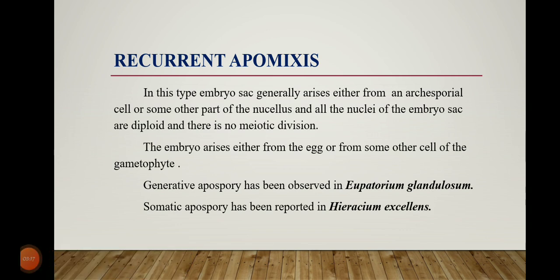Recurrent apomixis. In this type, the embryo sac generally arises either from an archesporial cell or from some other part of the nucellus, and all the nuclei of the embryo sac are diploid and there is no meiotic division. The embryo arises either from the egg or from some other cell of the gametophyte. Generative apospory has been observed in Euphorbia glandulosum, and somatic apospory has been reported in Hieracium excellens.